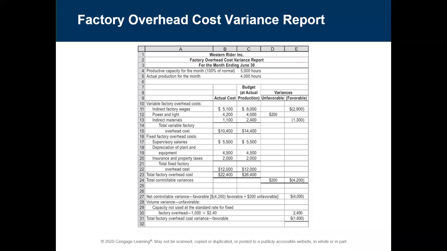So we have our total factory overhead cost. We can see there's this difference. And then we can see that 4,200 of it was favorable variance from the indirect factory wages and the indirect materials. 200 was an unfavorable from power and light. So they called power and light a variable cost on this one. So our net controllable variance here is $4,000 favorable. So again, that would lead us to ask the question, well, what did we do that led to us having a favorable variance, right? And is it something we can repeat? So that's what the report looks like.